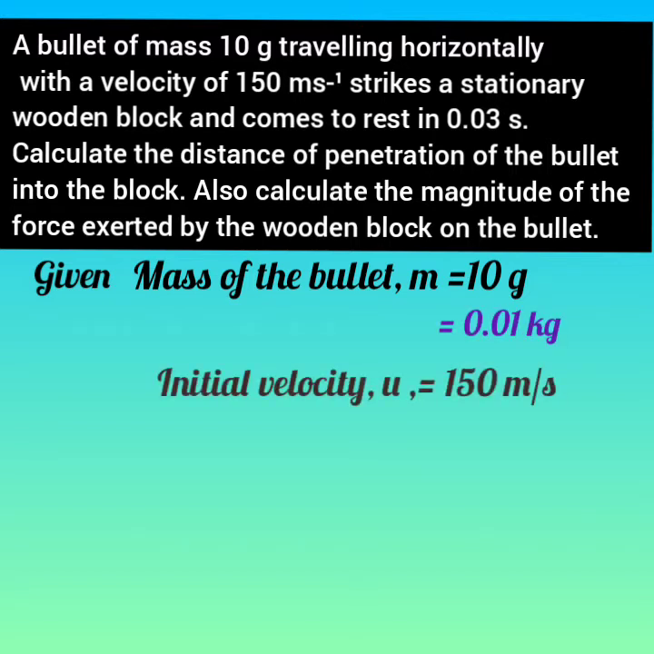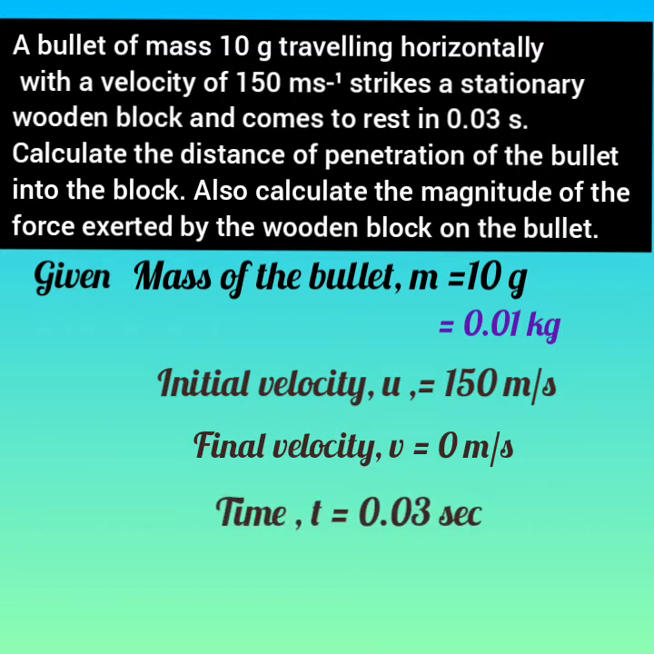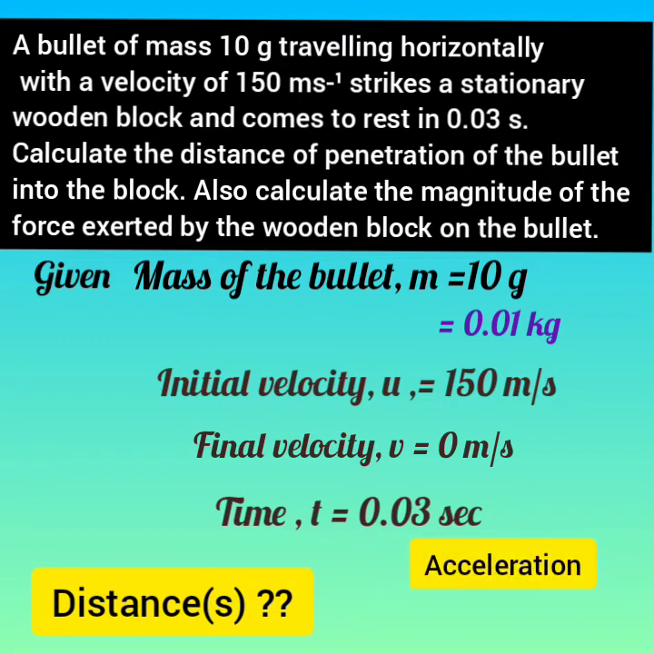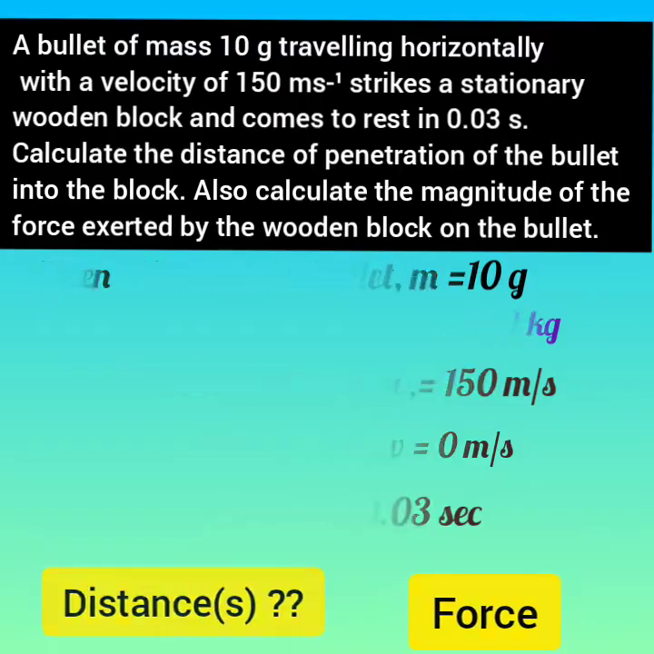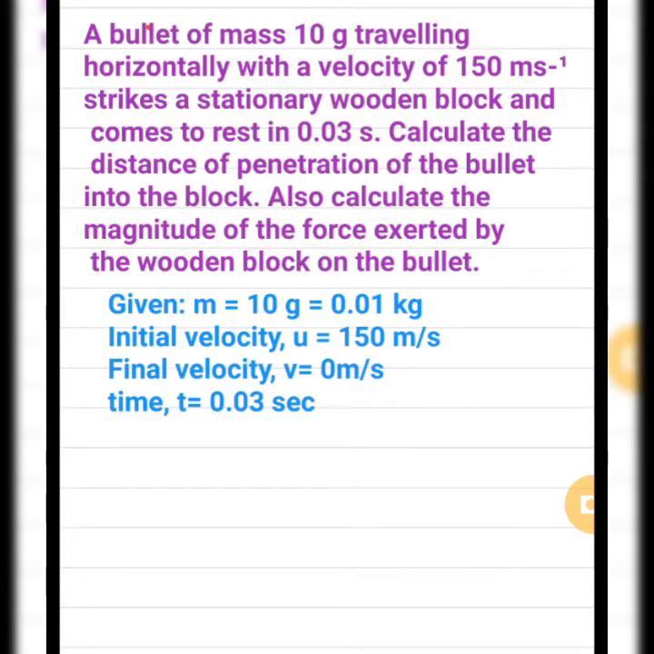The bullet is travelling with an initial velocity of 150 meter per second, and as the bullet comes to rest after striking the wooden block, its terminal velocity, that is the final velocity v, is 0 meter per second. The time period t is given 0.03 second. If you want to find the distance of penetration, that is s, we need to have the value of acceleration also. So first you have to find acceleration, then we have to find distance, and then we have to find the force. So in order to find the acceleration, we are going to use the direct formula of acceleration, that is a is equal to v minus u by t.